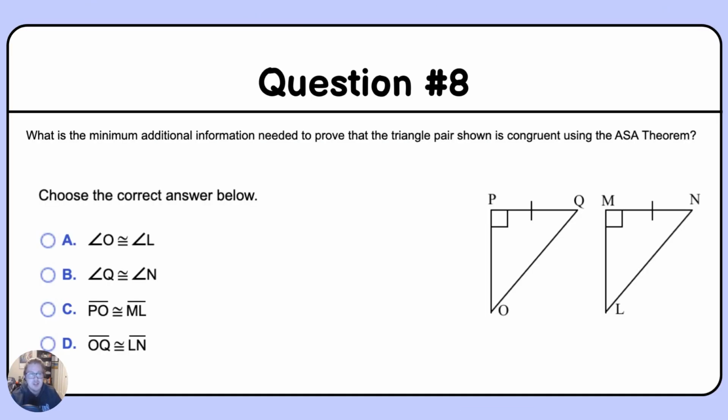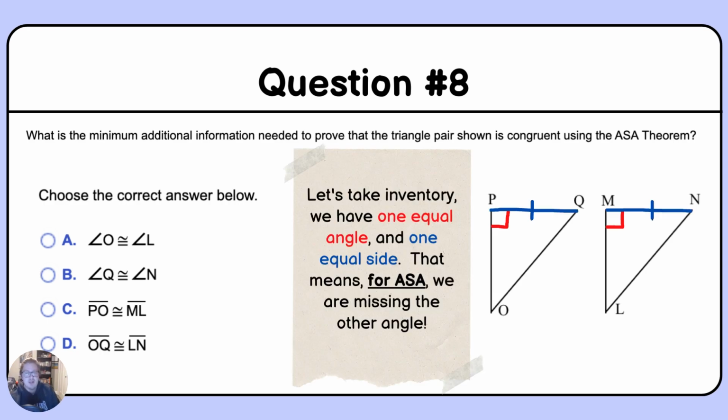All right, and the last question here, and then we're all done. So, what is the minimum information needed to prove that the triangular pair shown is congruent using the angle side angle theorem? So let's take a look. What I have here, all right, is a right angle, and I have an equal side, all right? So what we're looking for is the other angle, all right? So, angle side angle. We have the angle, we have the side, so we need the other angle. For angle side angle, that highlighted side has to touch both my angle marks. So I'm looking for an angle that would touch the highlighted side.